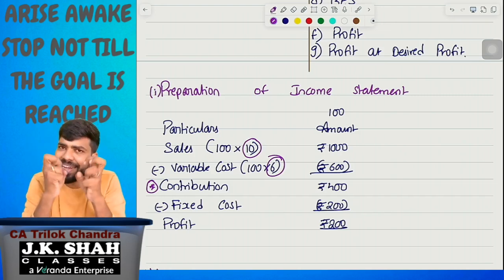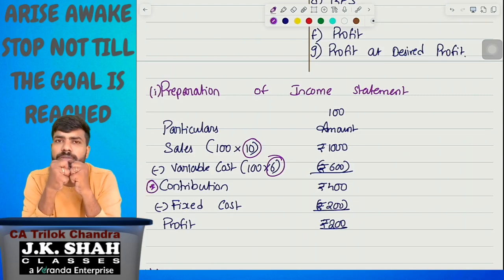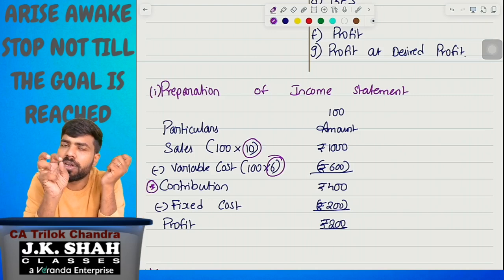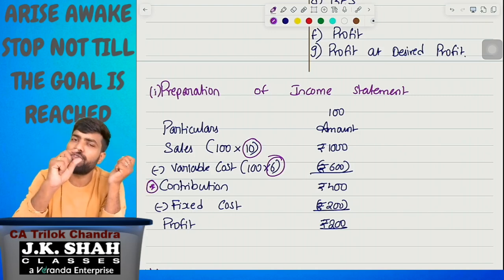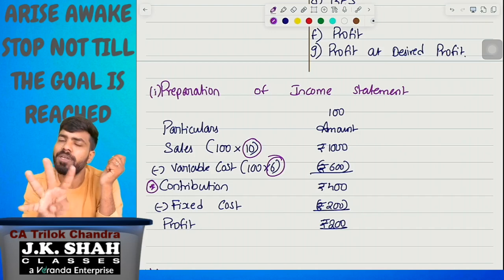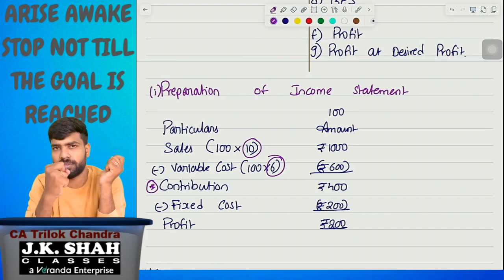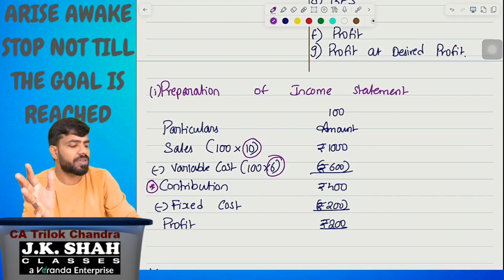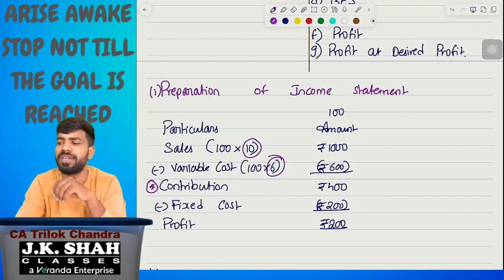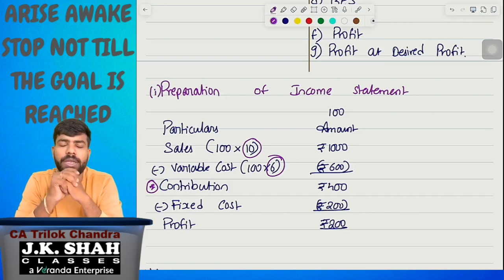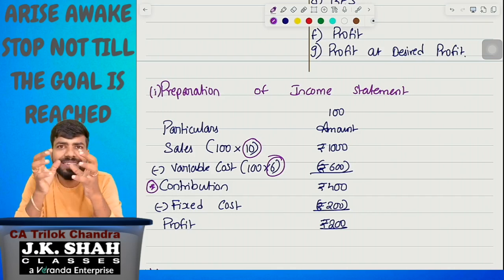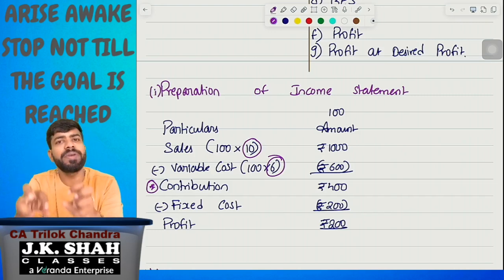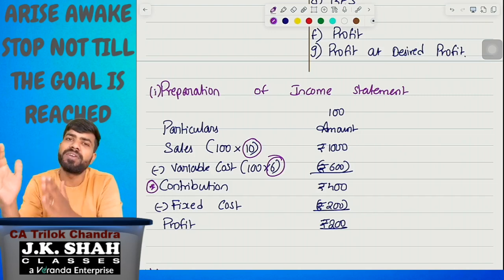Using this 4 rupees, initially we will try to recover the fixed cost. From the 10 rupees, we excluded 6 rupees as variable cost. Now we need to recover the fixed cost also. So by reducing the variable cost, each unit is giving 4 rupees, and using this we will try to recover the fixed cost. The units which help to recover the fixed cost are called the break even point. The units which make the profit are called the margin of safety.